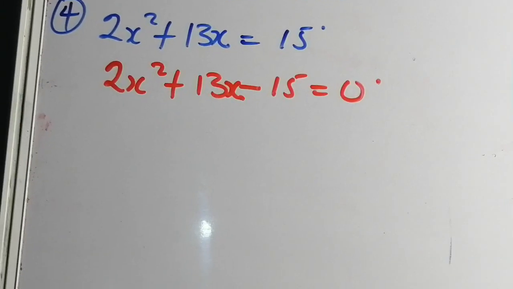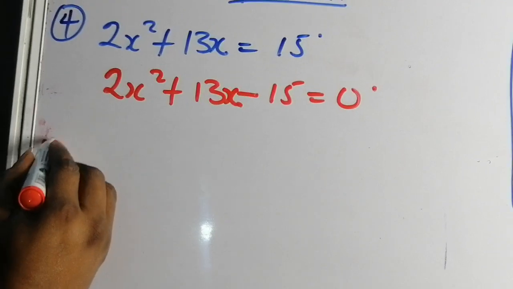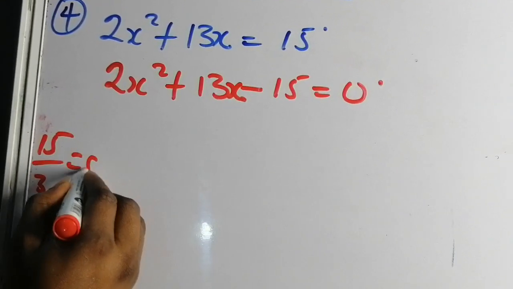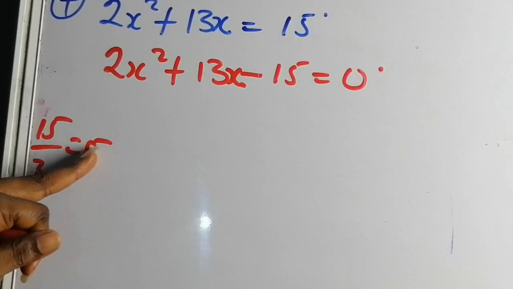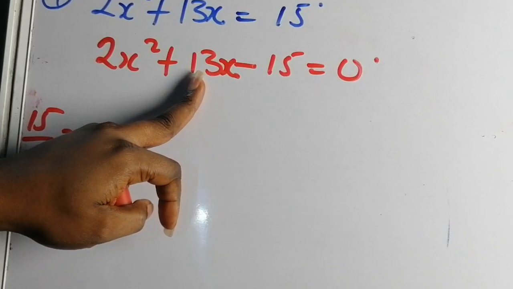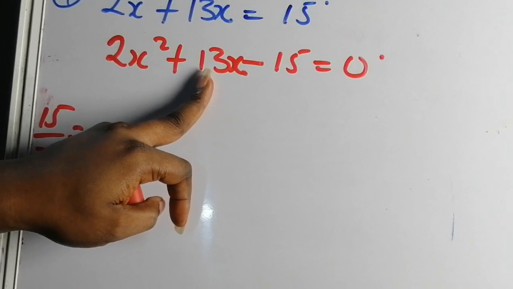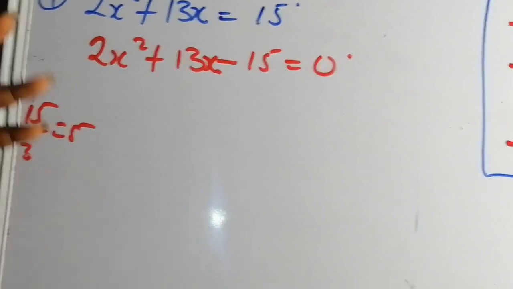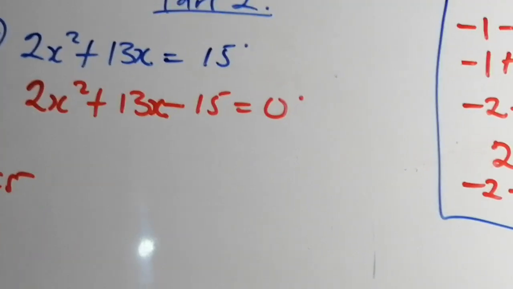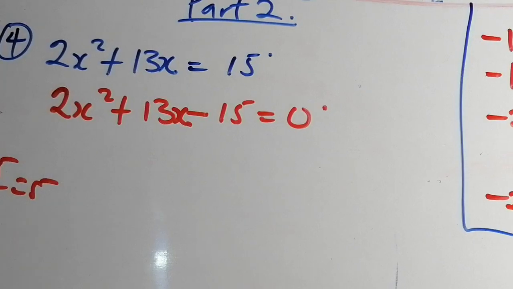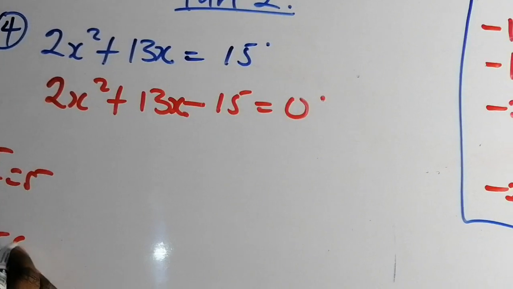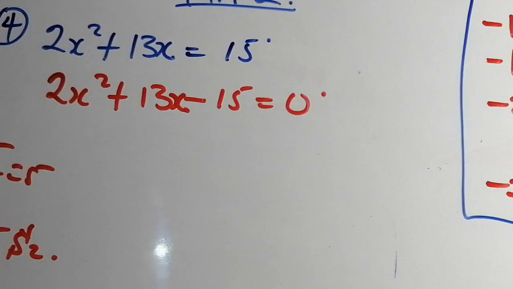So now we look for two numbers. If you look at 15 divided by 3, we get 5 and 3. If you add 5 and 3, there's no way it will give you 13. So now I can use 15 and 2, because 15 and 2 will give me 13.